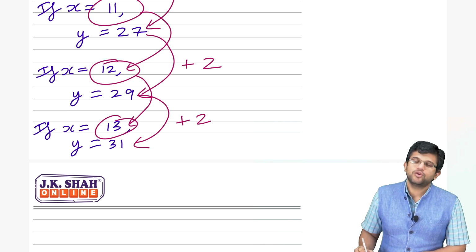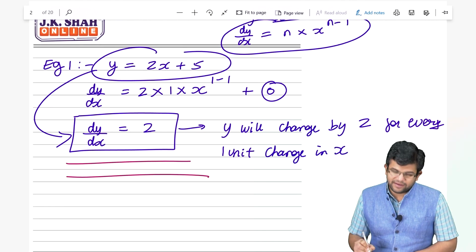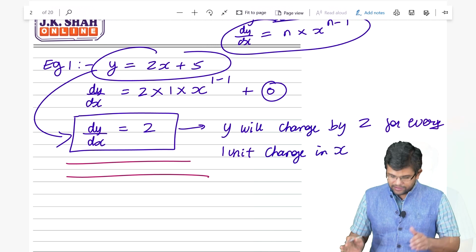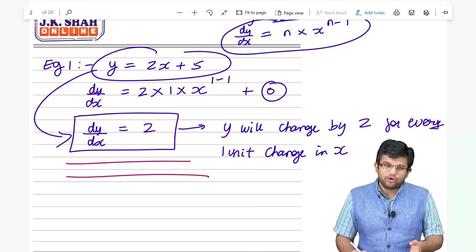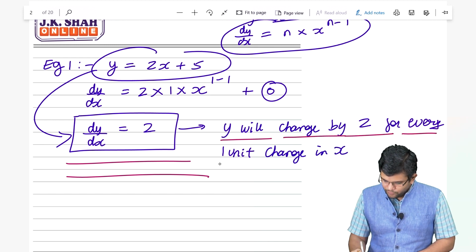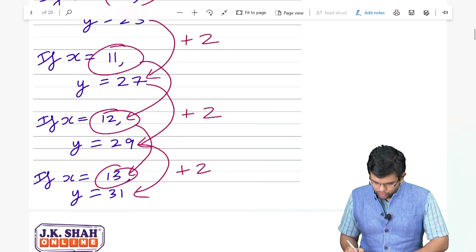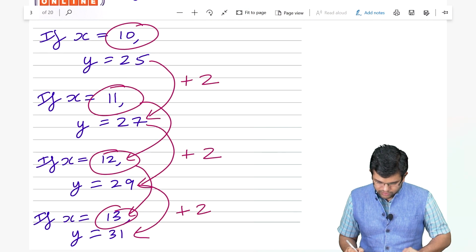There is a change of 2, and that 2 is what was taught to us by the derivative function. Everybody clear with us? So dy by dx is equal to 2 indicates that y will change by 2 for every 1 unit change in x.